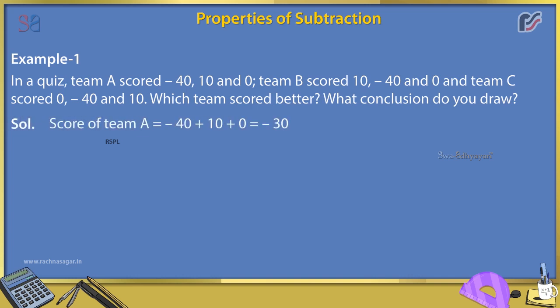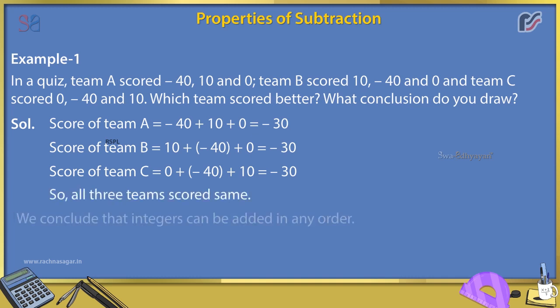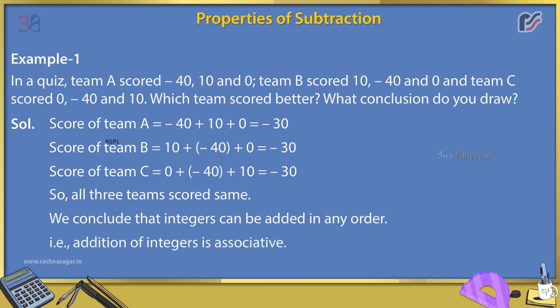Solution. Score of Team A is equal to -40 plus 10 plus 0, which is equal to -30. Score of Team B is equal to 10 plus (-40 plus 0), which is equal to -30. Score of Team C is equal to 0 plus (-40 plus 10), which is equal to -30. So, all three teams scored the same. We conclude that integers can be added in any order. That is, addition of integers is associative.